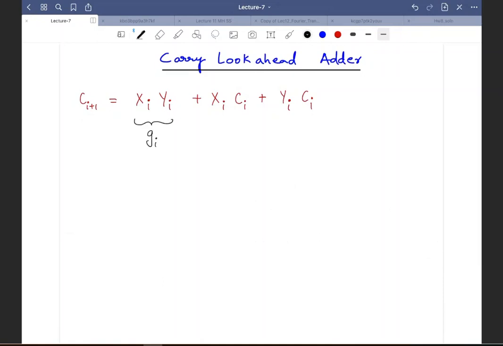And for the next one, I will pull out a c_i, which is a common factor between the second and the third term here, to get x sub i or y sub i. And I will define this as p sub i. So I'm introducing two new functions here, g and p. g sub i is called the generate function.